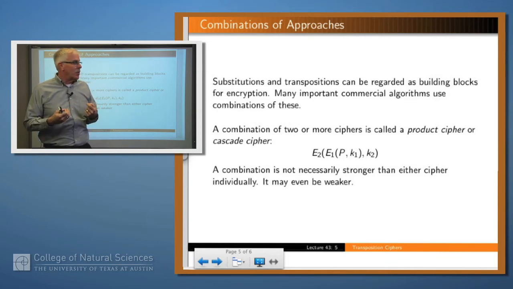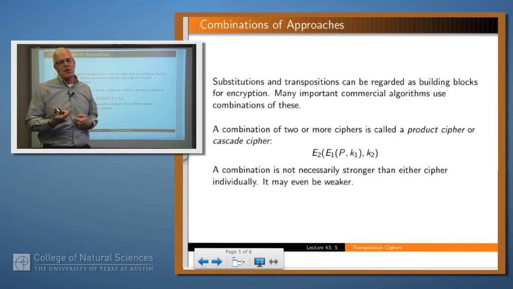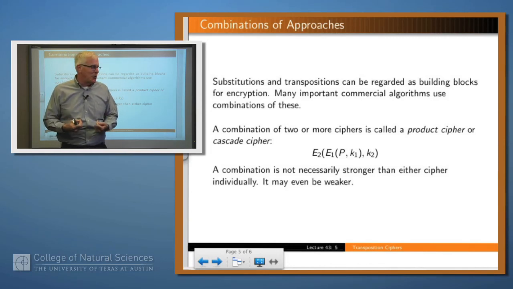This is an example of what's called a product cipher or a cascade cipher, where you apply several of them in a row. Think about, for example, the Caesar cipher, right? If you applied one Caesar cipher and then another Caesar cipher, it's not going to make a whole lot of difference. And in particular, if the shift that you use in the first cipher and the shift that you use in the second cipher together add up to the size of the alphabet, say 26, then you're going to get back to the original text. That's probably not what you wanted to do.